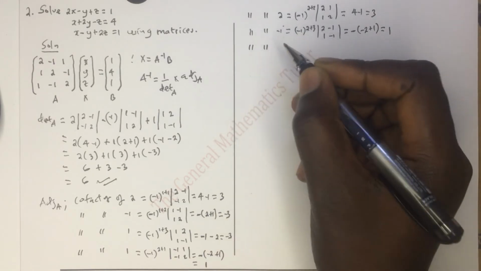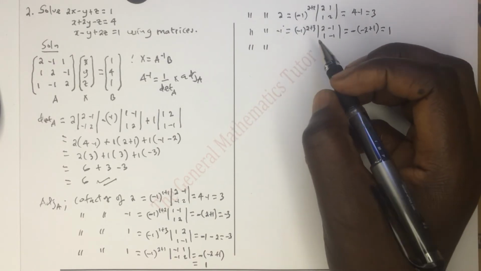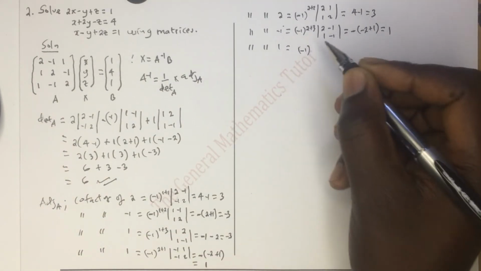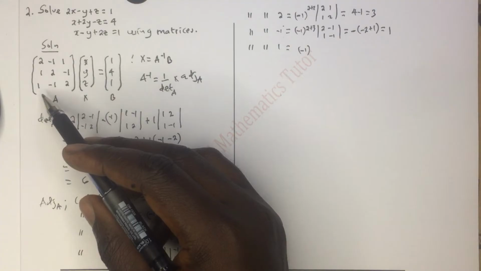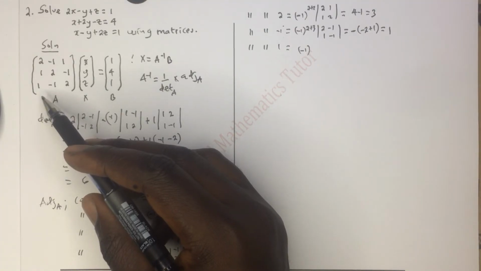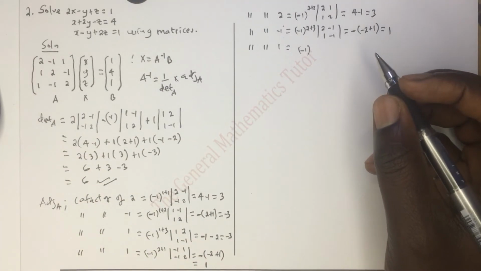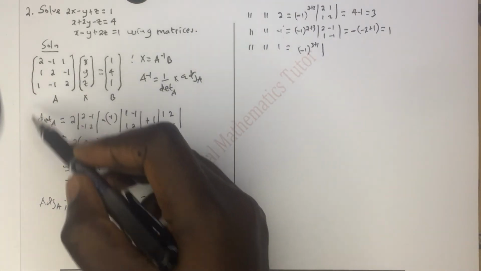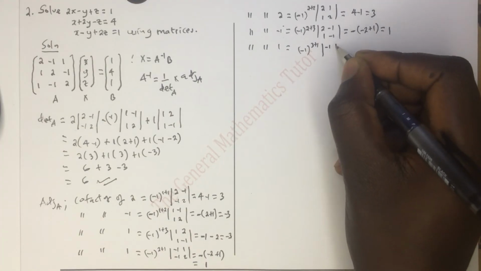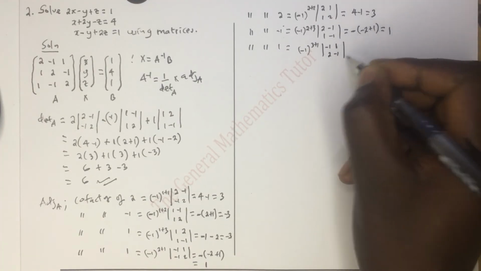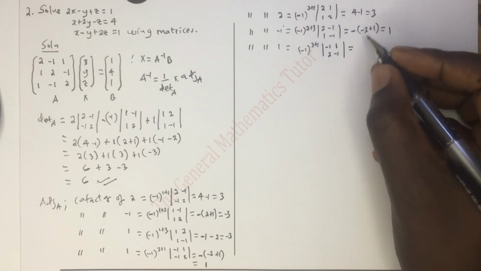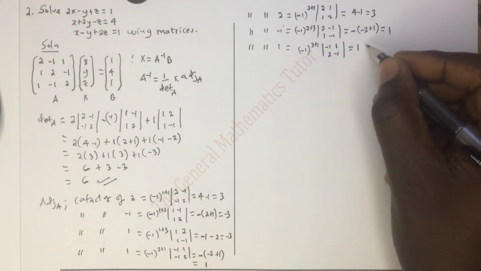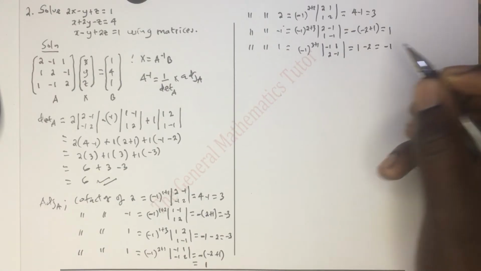Then we have the cofactor of the next element, and the next element is 1. So you take negative 1. 1 is in row 3, column 1. So that is 3 plus 1. Cover its row and its column, you're left with negative 1, 1, 2, negative 1. So this is even, the negative will disappear. So we have negative 1 times negative 1, that is 1, minus 2. So that is negative 1.